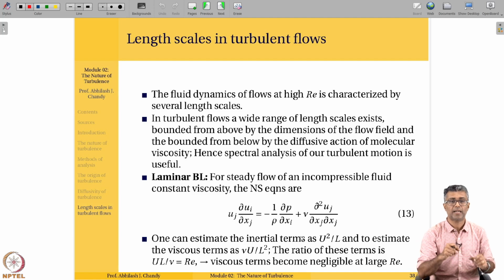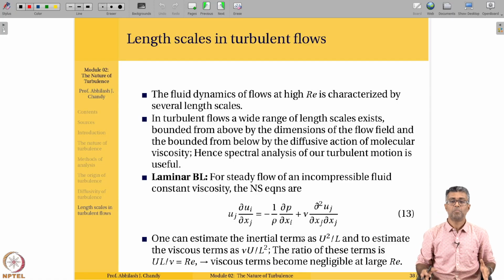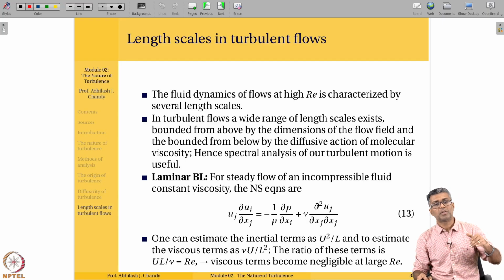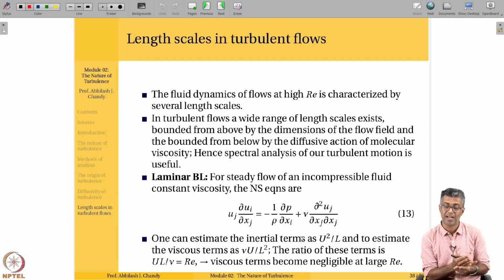Okay, we know that the fluid dynamics of flows at high Reynolds numbers is characterized by several length scales. The fact that it is turbulent, meaning you will have a wide range of length scales and time scales. So in turbulent flows, the largest length scale is sort of the dimension of the flow. And the lowest is bounded by the scale at which molecular diffusion is dominant. Not the molecular scale, because we are still governed by the continuum hypothesis. So the larger scale represents the dimension of the flow.